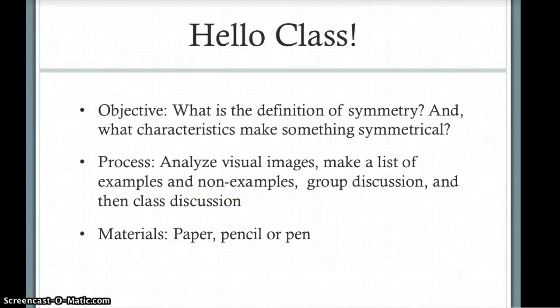Okay, so hello class. Today's objective in our lesson is to be able to define what is symmetry. And in addition to defining symmetry, we want to find out what characteristics make something symmetrical. So our process today to answer those two objectives is to analyze visual images, make a list of examples and non-examples through group discussion, and then finally at the end of class through class discussion.